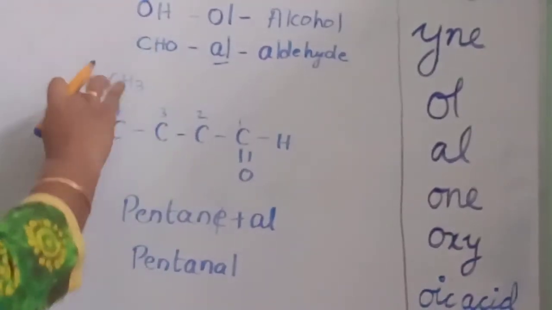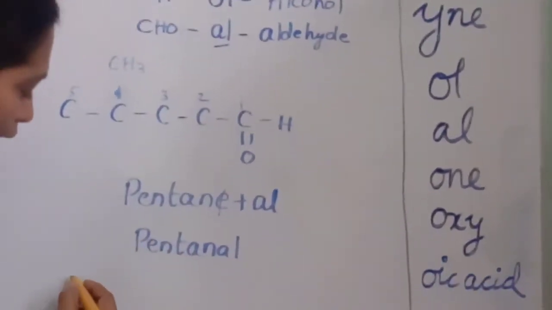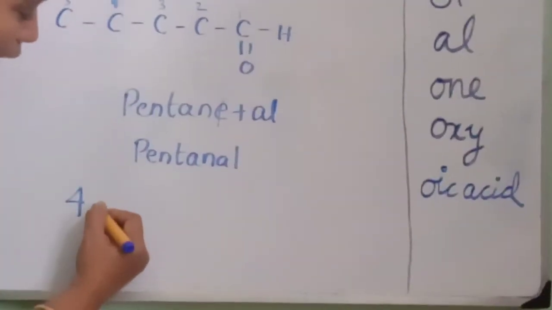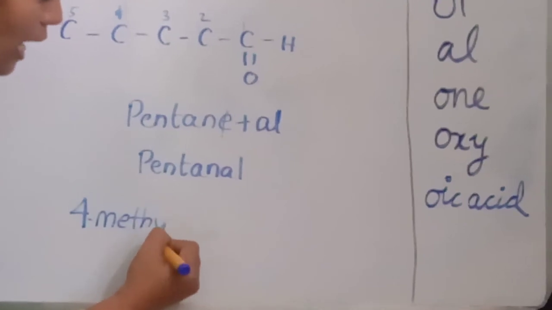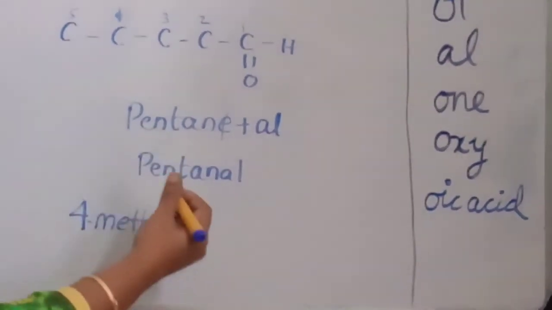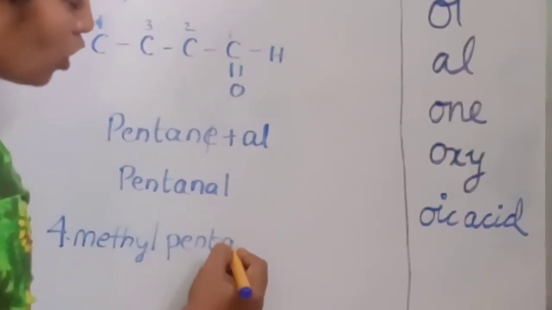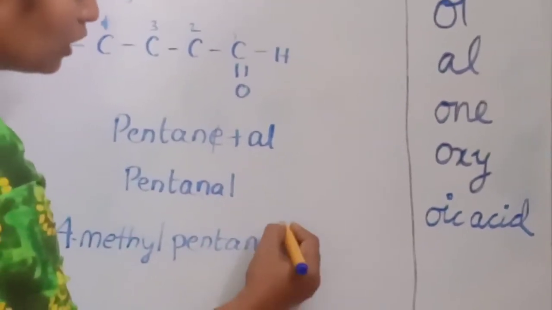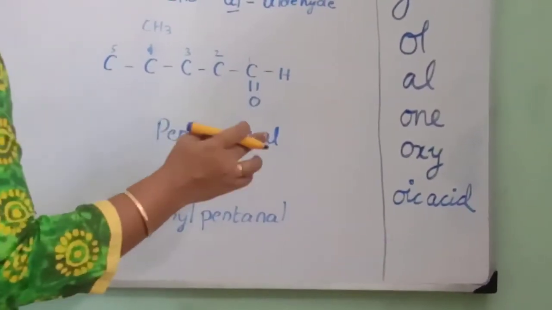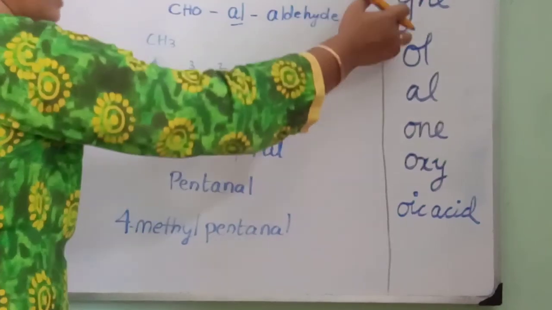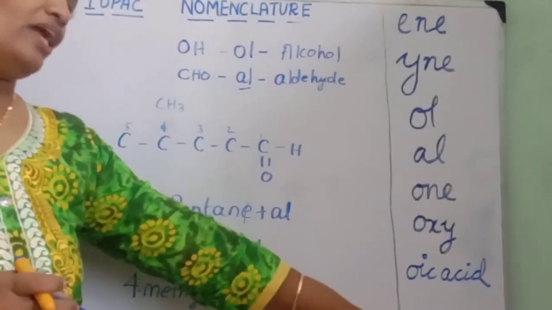So again I have modified it. So at the fourth position you have a methyl. So you can add it as the prefix, that is 4-methyl. That is your alkyl group, 4-methyl pentanal. So when you write ol or when you write al, you have to be very, very clear. So today we have discussed ene, ine, ol and al. So later we will discuss one, oxy and oic acid.